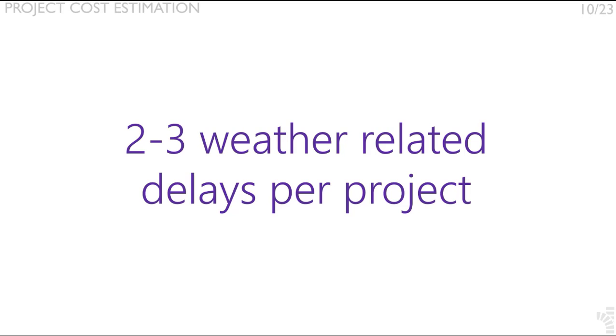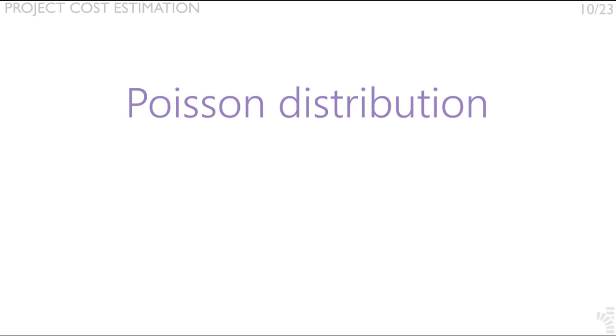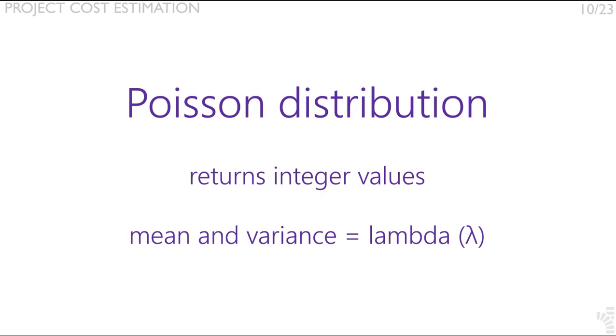During the lifetime of the project, it is estimated that on average, either 2 or 3 weather-related delays may occur for this project. We will then use 2.5 as the average number of events that might happen on such a project. To count the frequency or number of events per project, we will use a Poisson distribution. A Poisson distribution always returns only integer values, with a mean and variance equal to its only parameter, lambda.